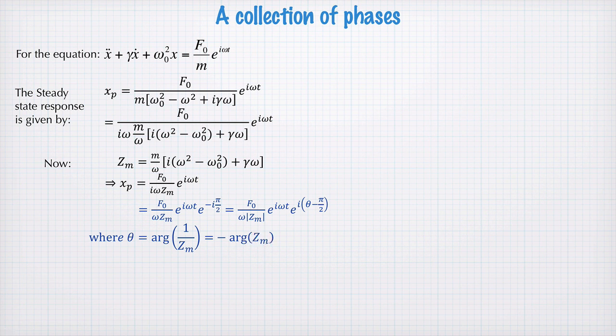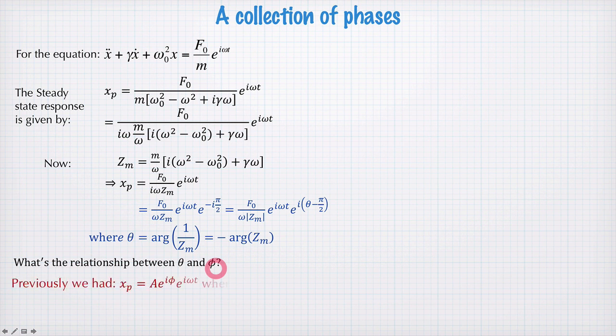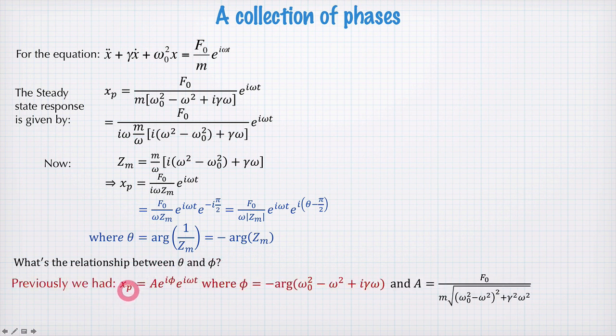But you may remember previously, when we solved for xp, we expressed things in terms of an angle phi. Maybe you don't remember phi, because previously we had xp is equal to a e to the I phi e to the I omega t. So phi was the angle between the position and the drive, and a is the amplitude of the position. And we had expressions for the phase phi and the amplitude a. So what's the relationship between phi and theta?